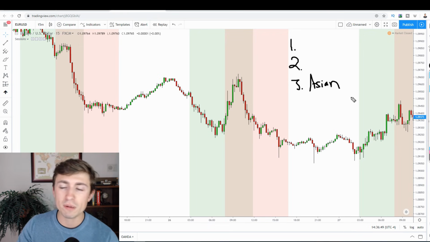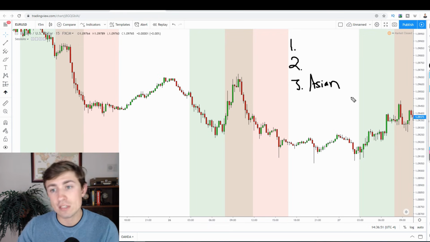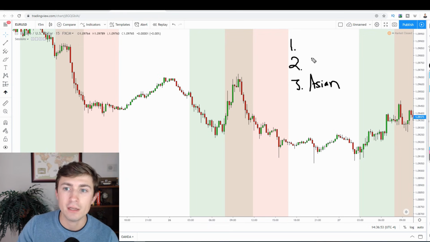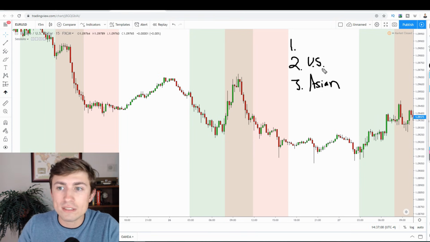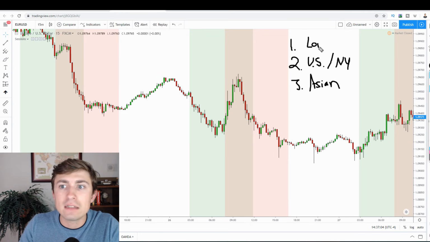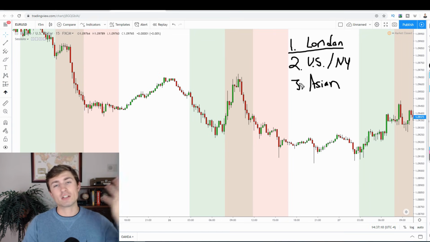From a market movement perspective, the Asian session is typically a little bit quieter than the other two. The next one is the US session. This is the second biggest. Many people might be surprised that the US or the New York session is actually quieter than the London session. And that's because a lot of the foreign exchange market activity goes on in London, right? So it's kind of the capital of foreign exchange in some ways.